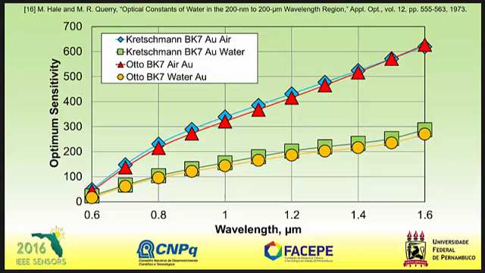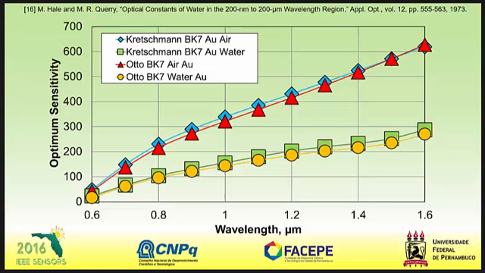Here is our plot of the spectral dependence of the optimum sensitivity for different wavelengths. So for each wavelength, we run the PSO algorithm for the 2 configurations, Kretschmann and Otto, and for 2 sensing mediums, the air and the water. So you can see here this curve at the top. It describes the Kretschmann and Otto configuration for air sensing, and here's for water sensing. Both considerations present similar optimum sensitivity.